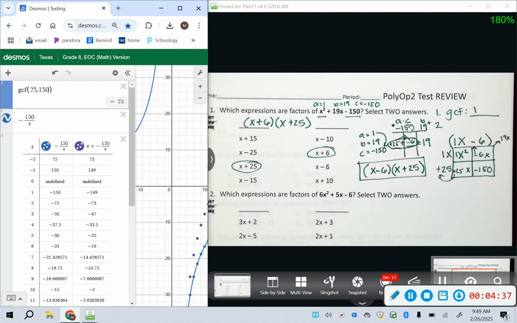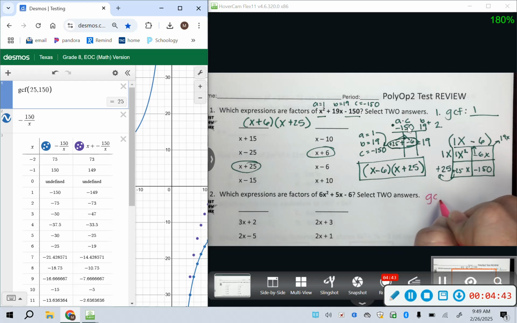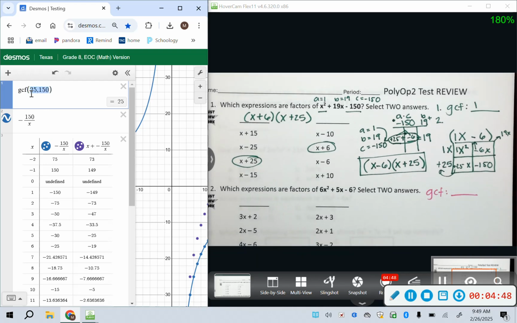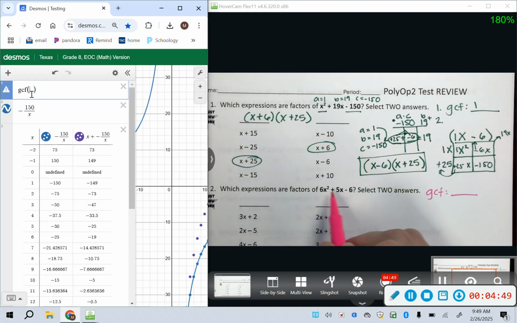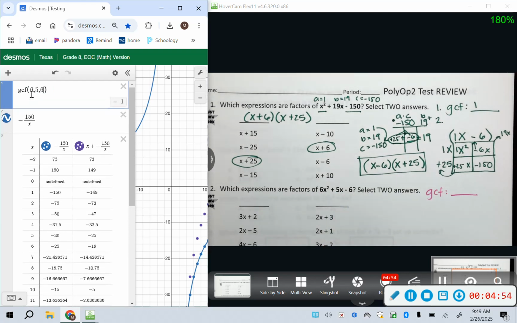Okay, so let's look at number 2. Number 2 is super similar. So again, first things first, we have to check for a GCF. So my A, B, and C here is 6, comma, 5, comma, negative 6, and I get 1. So it's 1, therefore we're good to go. So I'm going to go ahead and identify my A, B, C. A is positive 6, B is positive 5, C is negative 6.